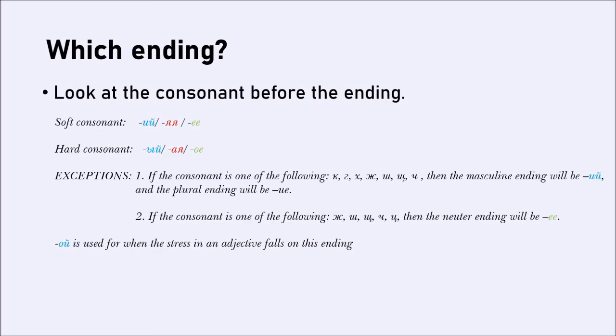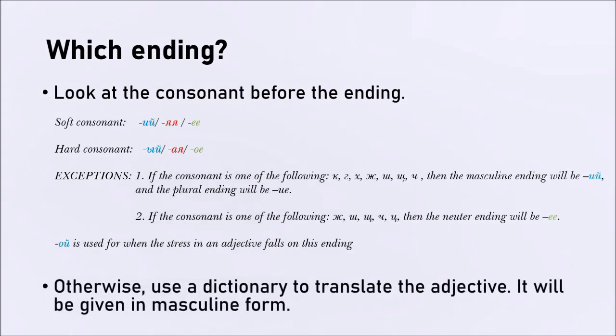Now, if all else fails, you can use a dictionary to translate the adjective. It will be given in the masculine form as we know, okay? And therefore, if you see that it ends in -yy, the ending will be -aya for feminine and -oye for neuter. If it ends in -iy, then if you want to convert it to feminine, it will be -yaya and -yeye for neuter. If it ends in -oy, then for feminine it will be -aya and -oye for neuter, okay?